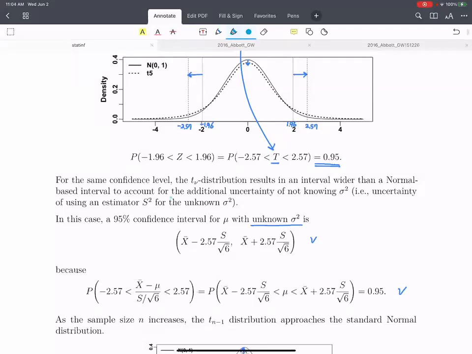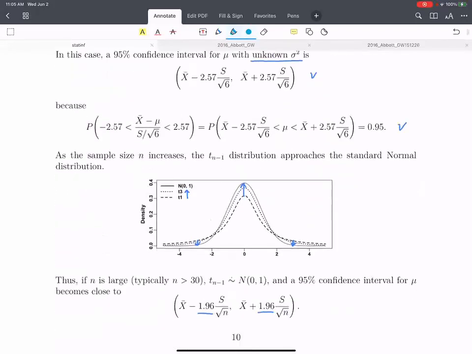I think I should have made a line here to account for the additional uncertainty of not knowing sigma squared. The t distribution's role is to add more uncertainty just because of this reason. Thank you. By the way, there are too many questions here, and for the rest of the questions, I will get back to you after the class.